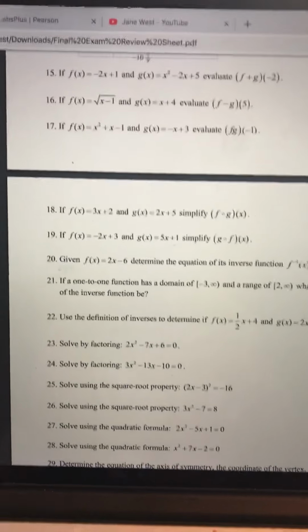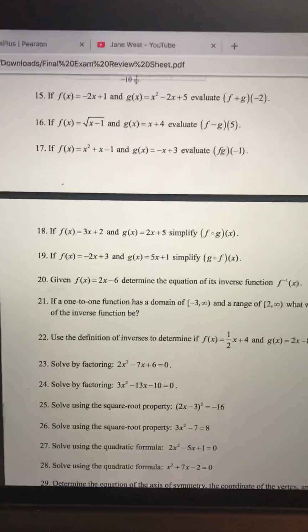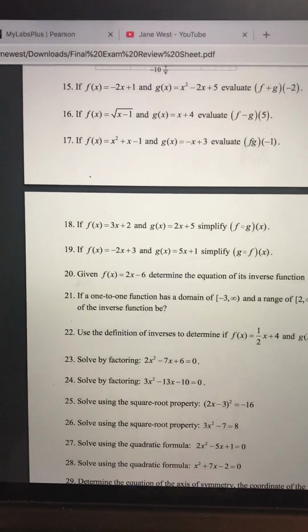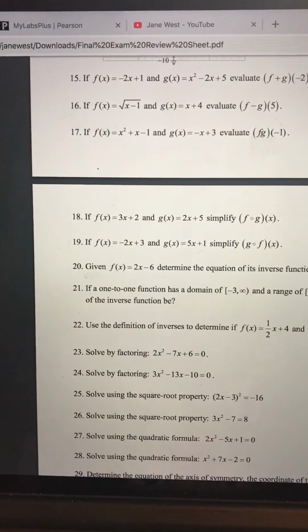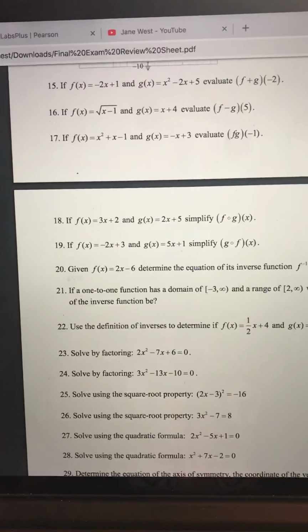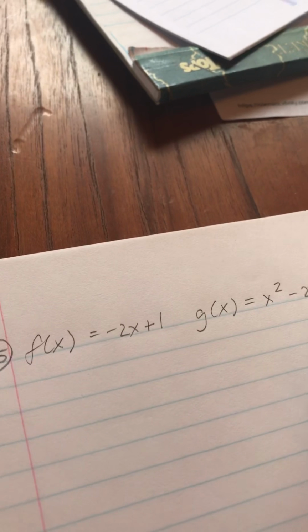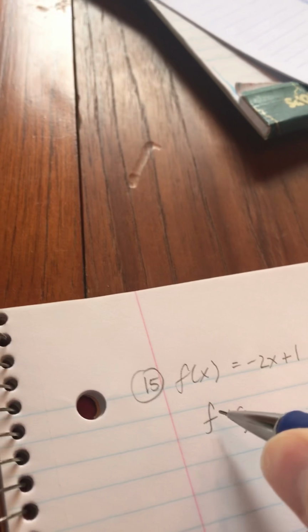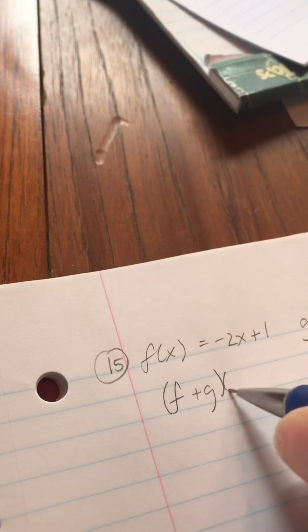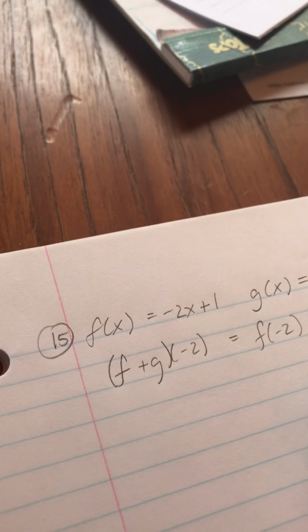Okay, this is part 3 of the Math 110 final exam review, starting with number 15. It says f of x is negative 2x plus 1, and g of x is x squared minus 2x plus 5. So I'm writing these down. And it says to evaluate f plus g of negative 2. All right, so what that means is take f of negative 2 plus g of negative 2.